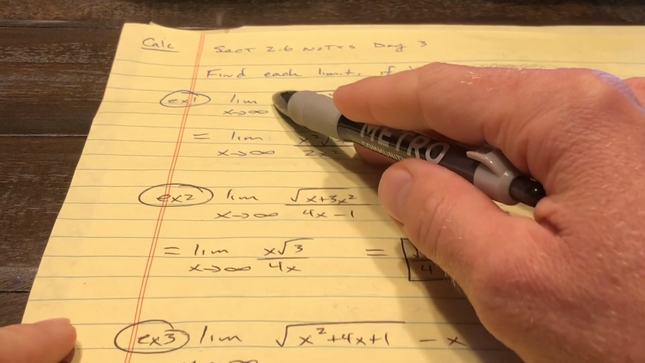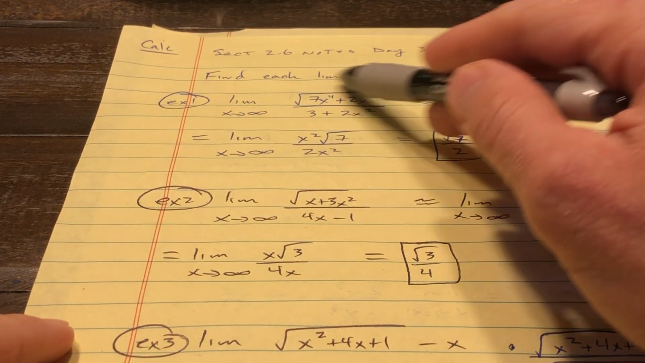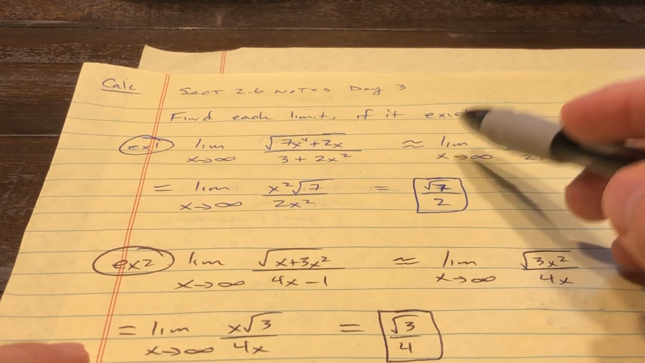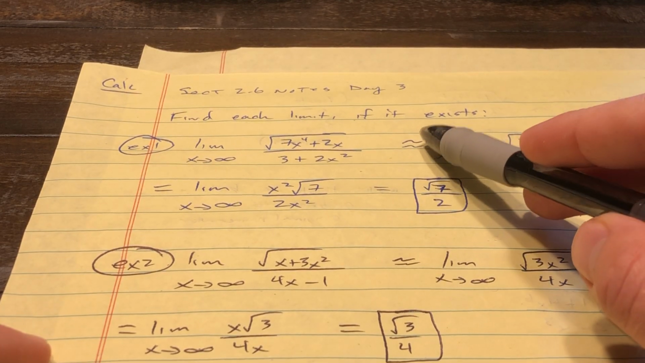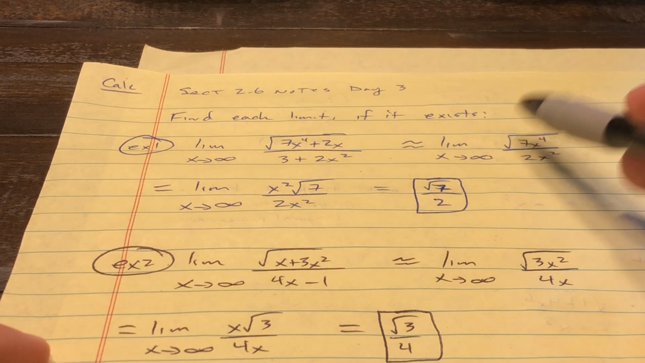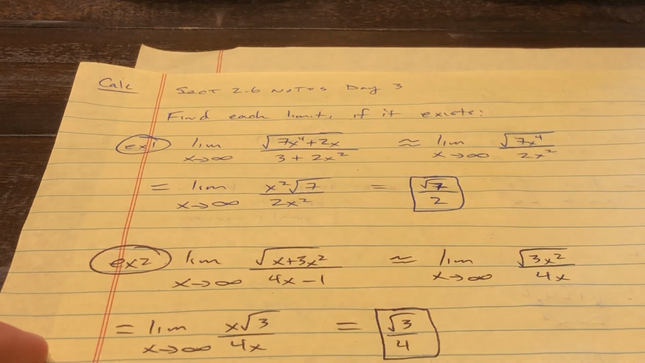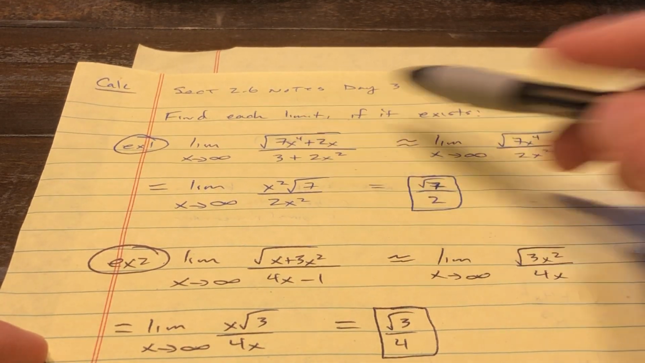We've got the limit as x approaches infinity of f of x, the square root of 7x to the 4th plus 2x plus 3, divided by 2x squared. When you have limits involving infinity, you can write it in an equivalent, approximate fashion. So this is approximately the limit as x goes to infinity of the square root of, in the numerator, what's the highest power of x? That is x to the 4th.